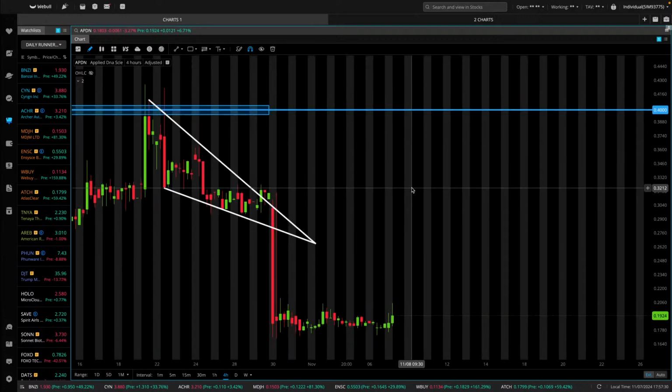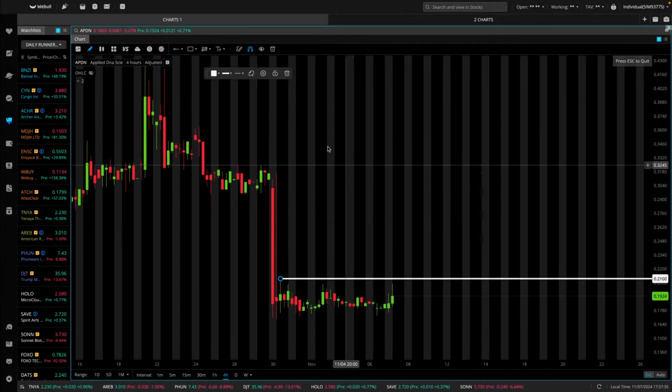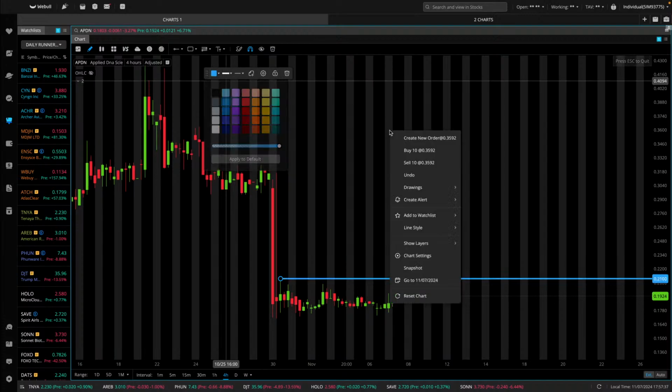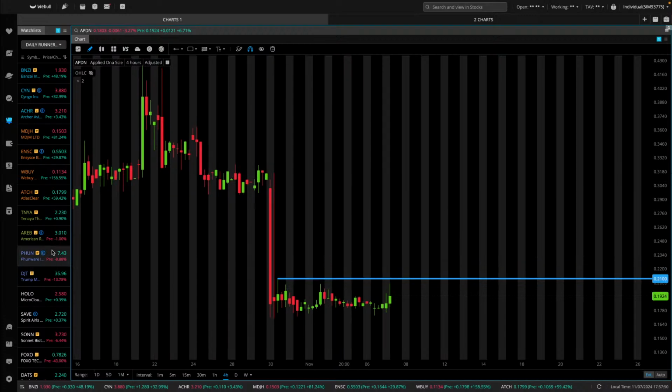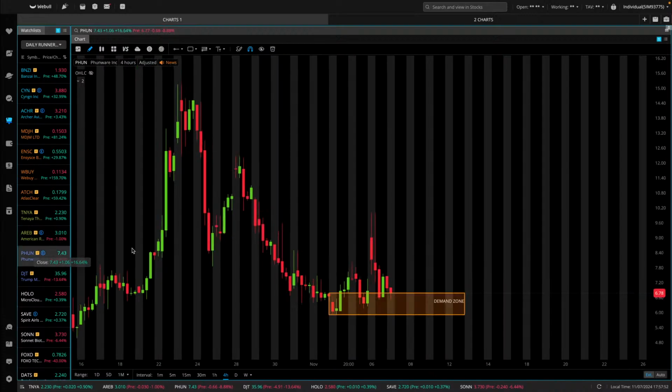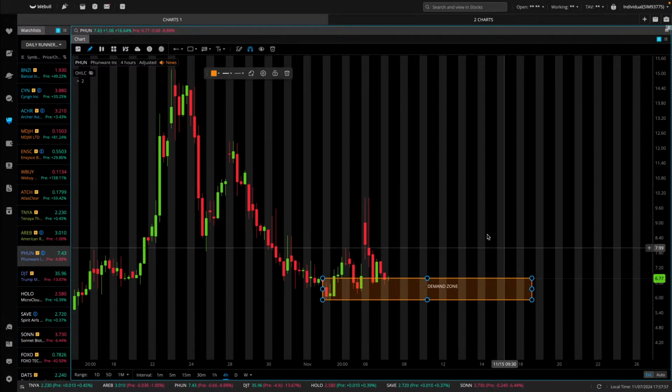APDN. Nothing on this for me yet. Maybe above 0.21 on APDN. APDN, wait for a close above 0.200. I don't like something like this though. It's just ranging. Fun is here, just in demand zone right now. We'll see what happens with this play.